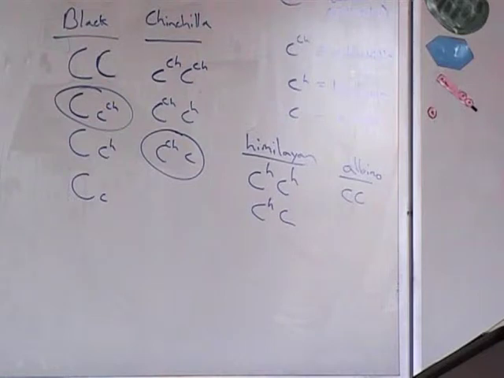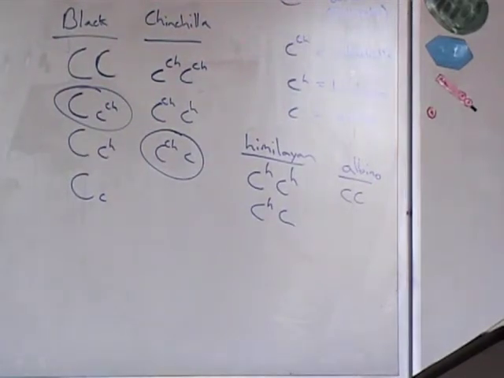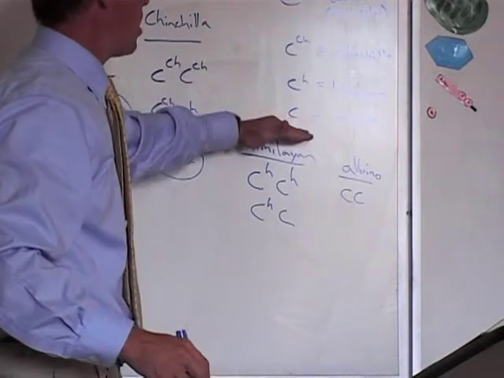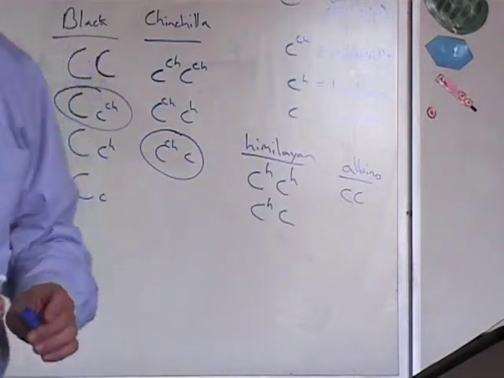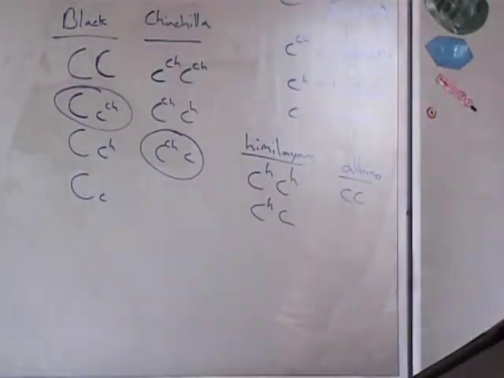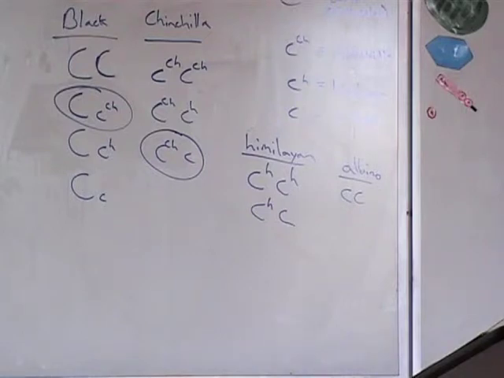Chinchilla is dominant over everyone below it. There's an order of dominance here. Make your Punnett square. Now figure out what the kids are.